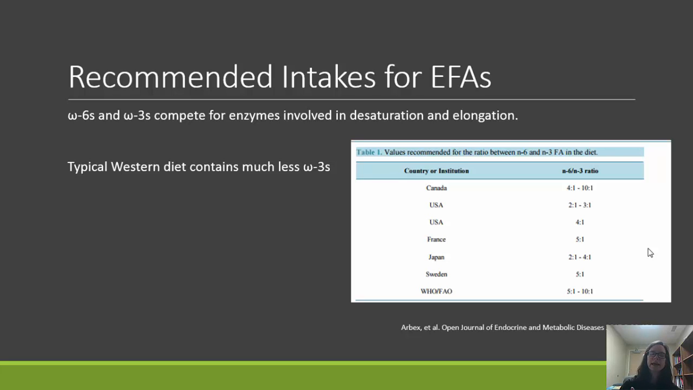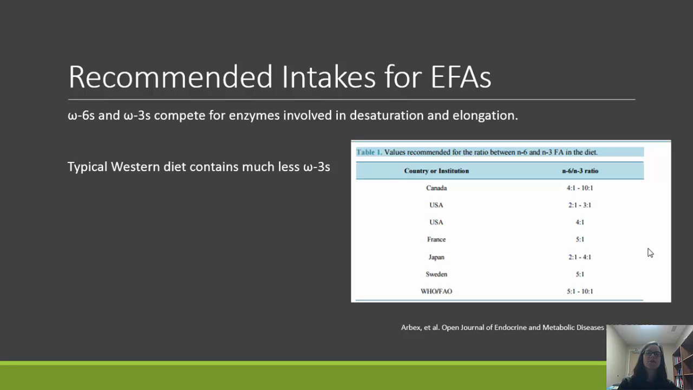So the important thing when we think about diet is not necessarily the total quantity that we're getting of each of these, but really the ratio to one another. So we can eat a lot of omega-3s, but if we're eating way more omega-6s, then the omega-3s aren't going to have the impact that we want them to have, because they're competing with the omega-6s, and so we won't really be able to utilize these omega-3s as much as we could.